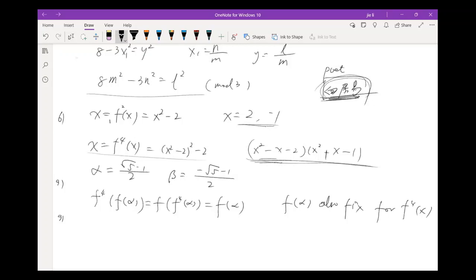And that means f of alpha needs to be one of these 4 values. And it cannot equal alpha, otherwise alpha would be a fixed point for f, and then it should also be a fixed point for f squared. That should be 2 and -1. So this cannot equal itself. So if f of alpha equals 2, is it possible?